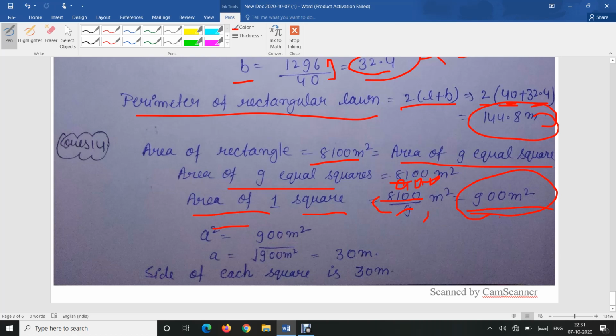That means the area of a square, the formula for the area of a square is a square, that is side into side, so a square will be equal to 900 meter square. To remove this square you have to take the square root of 900, and the square root of 900 is 30 meters. So side a is 30 meters, that means the side of each square is 30 meters. Hope you understand this question also.